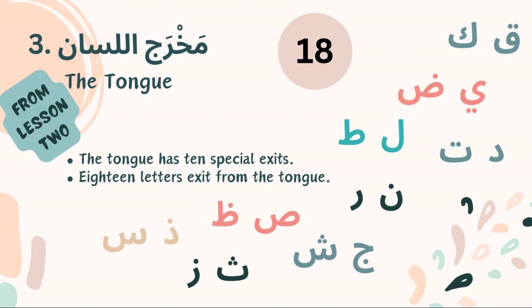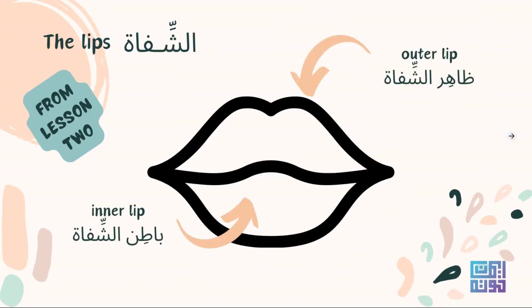We also took makhraj al-lisan, the tongue, as an exit, and all these letters exit from the tongue. 18 letters exit from the tongue from different specific exits. 10 specific or special exits are in the tongue, exiting the 18 letters that we already talked about.